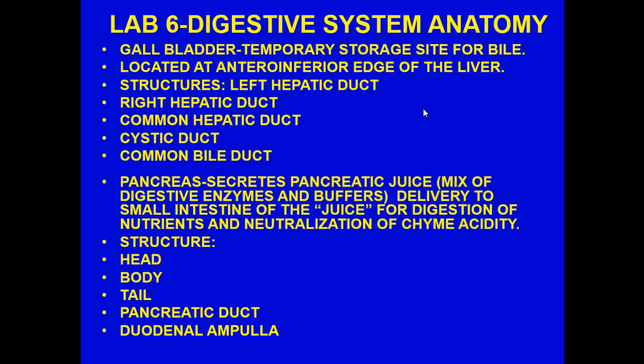So we release this juice, as we would call it, the pancreatic juice, in which the buffers are predominantly bicarbonate ions. You will also have digestive enzymes, and these bicarbonate ions would, of course, neutralize a lot of the acidity. The structure of the pancreas, now remember, this is a dual exocrine and endocrine organ. Here we're talking about the exocrine capabilities now. The structure is head, body, tail, pancreatic duct, duodenal ampulla.